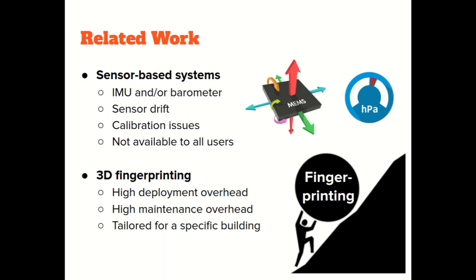The second category of related work is 3D fingerprinting. This technique can provide very accurate results, but has very high deployment and maintenance cost, which increases the higher the building and the larger its area. In addition, 3D fingerprinting systems are tailored for a specific building and cannot be reused for new buildings.